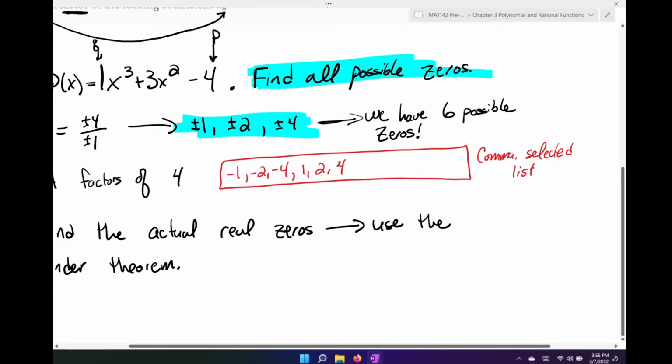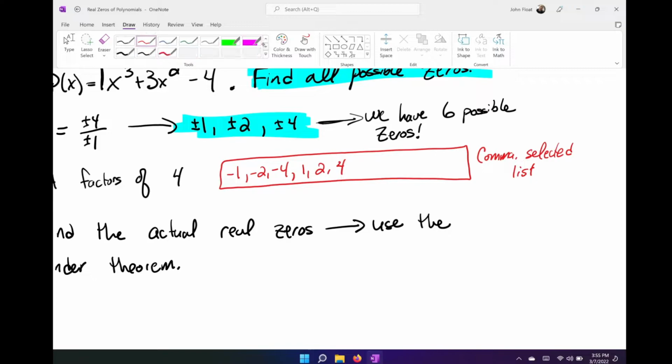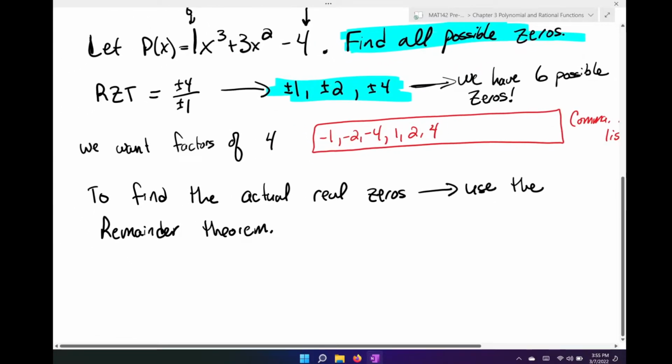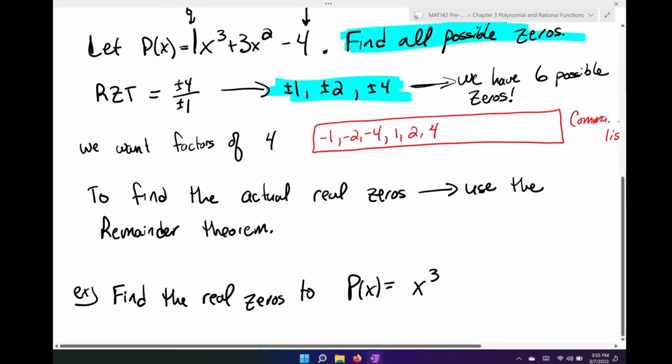So now the next example is just an extension of this one, which is find the real zeros to P of x equals x to the third plus 3x squared minus 4.